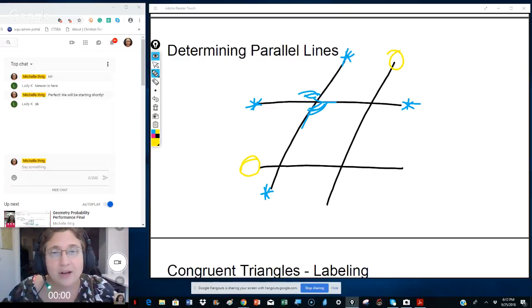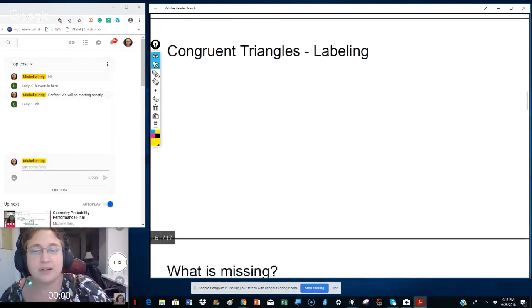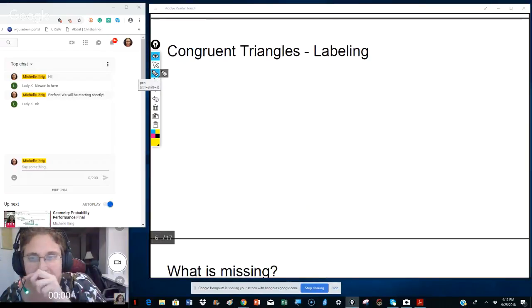The only things that can are corresponding, alternate interior, alternate exterior, and I'm going blank on the other one. Same side. That's it. That is absolutely it. Next, congruent triangles labeling. I think this might come up twice.